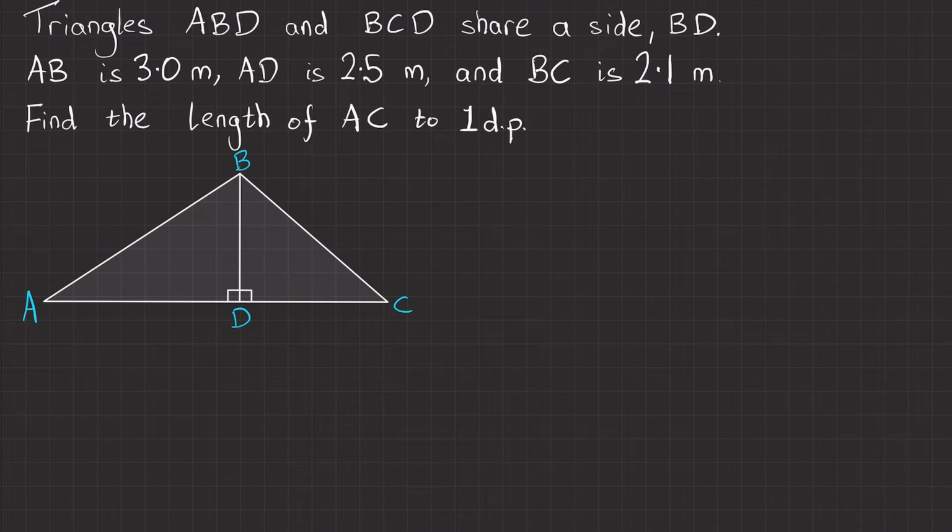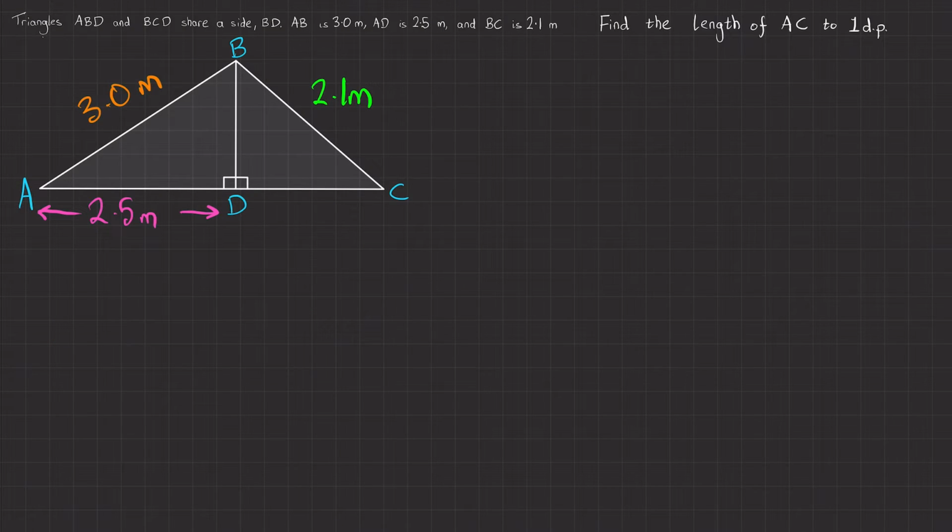For our second question, triangles ABD, so that's this one here, and BCD, so that's this one here, share a side BD. AB is 3 metres, AD is 2.5 metres, and BC is 2.1 metres. And it's asking us to find the length of AC. I shrunk the writing down so we've got more space on the page.